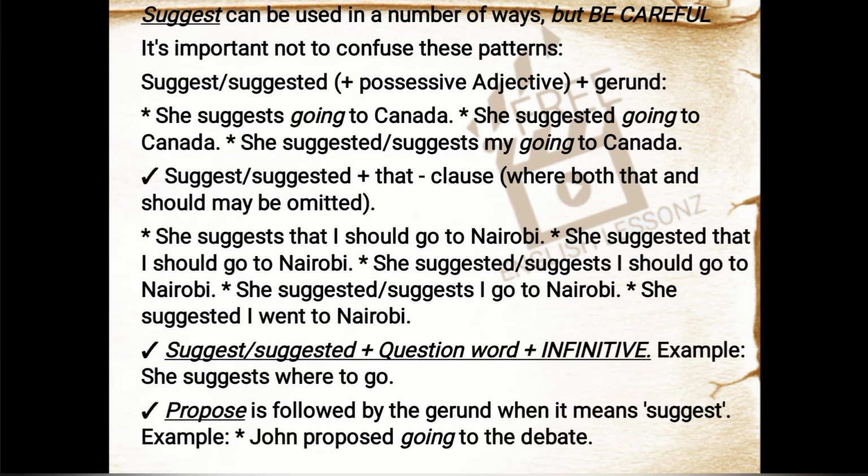Examples: she suggests going to Canada. She suggested going to Canada. She suggested/suggests my going to Canada. Suggest/suggested plus that clause, where both that and should may be omitted. She suggests that I should go to Nairobi. She suggested that I should go to Nairobi. She suggested/suggests I should go to Nairobi. She suggested/suggests I go to Nairobi. She suggested I went to Nairobi.